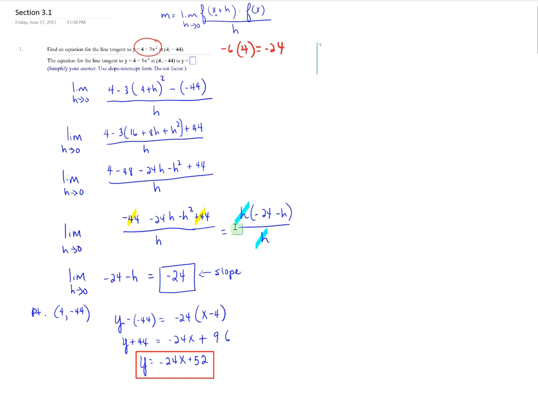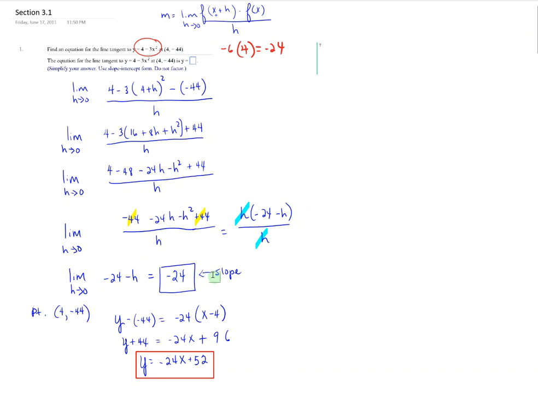The h's, we still can't let h go to 0 because that would be undefined. But if we factor out h on the top, so if I pull out h here, I'm left with negative 24 minus h. Then these h's can cancel out. So now I can actually take the limit as h goes to 0. I can plug in 0 for the h, and I end up with my negative 24, which is my slope.